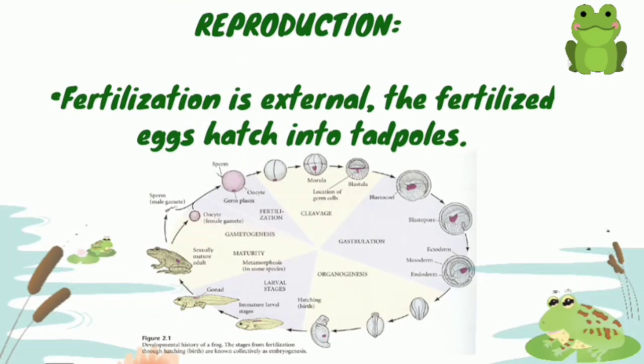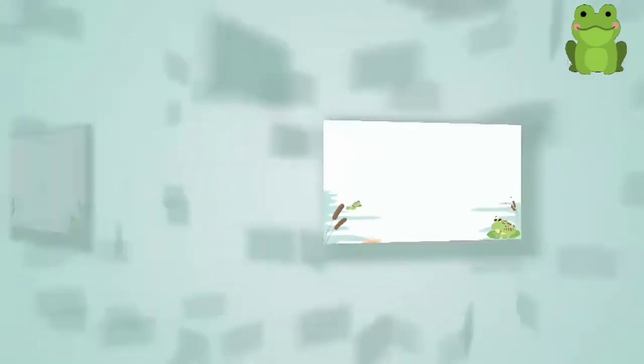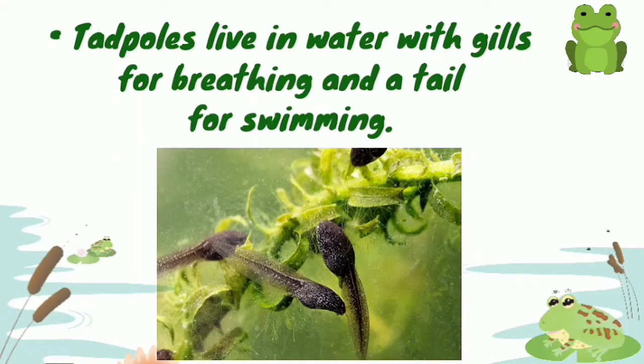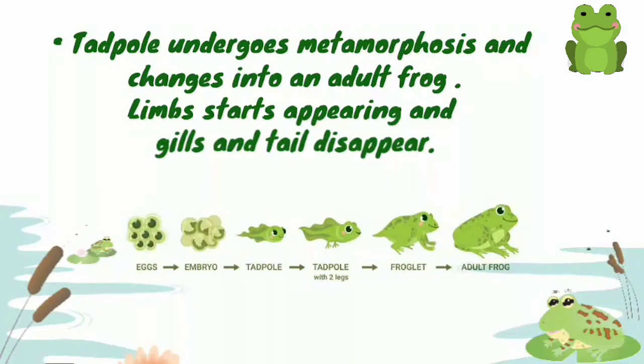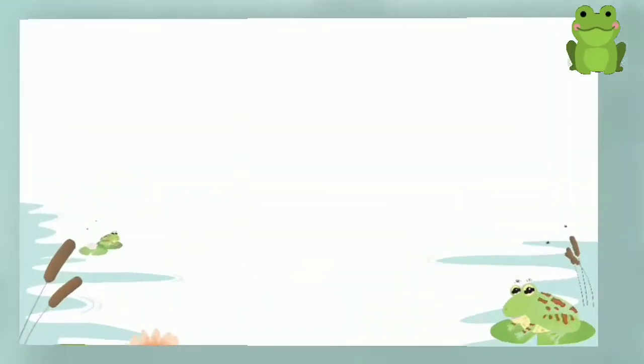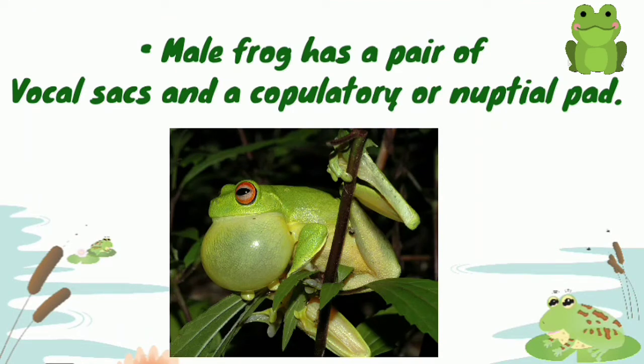Reproduction: fertilization is external. The fertilized eggs hatch into tadpoles. Tadpoles live in water with gills for breathing and a tail for swimming. Tadpole undergoes metamorphosis and changes into an adult frog. Limbs start appearing and gills and tail disappear. Male frog has a pair of vocal sacs and a copulatory or nuptial pad.